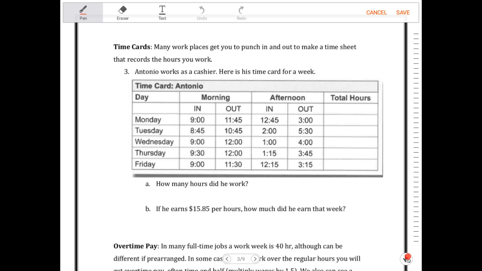Here we go. So this is a time card or time sheet. This person works as a cashier. So basically you want to figure out your total hours. So in the morning, let's look at Monday there. Person comes in at 9, they leave at 11:45. So that's 2 hours and 45 minutes.